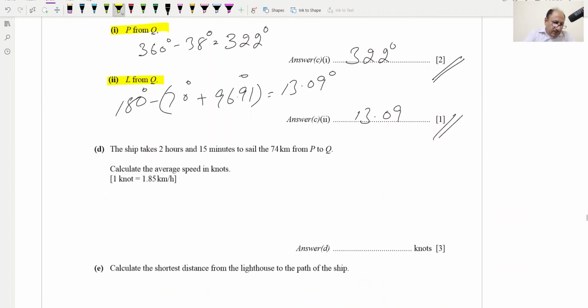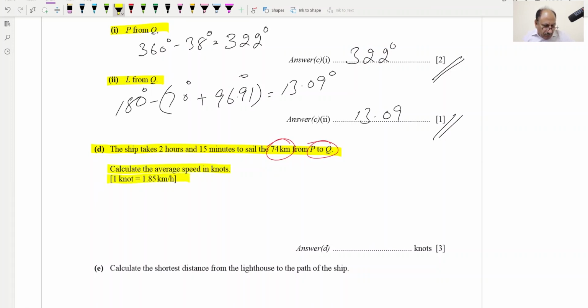Now D part says the ship takes 2 hours and 15 minutes to sail the 74 kilometers. So this much is the distance covered from P to Q. Calculate the average speed in knots and nautical miles.